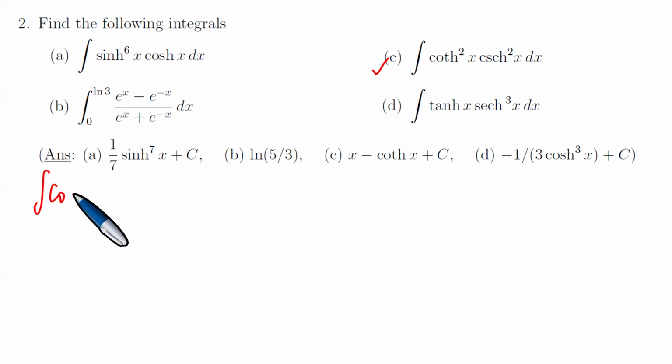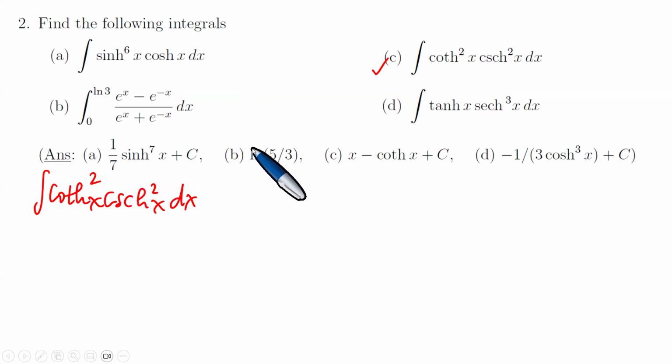Now we're looking at part C: the integral of cosh squared of x, cosecant squared of x dx. Now, this one is always tricky because each time you do this, you must know the rules. You must know the rules of differentiation, because you need to know that if you are differentiating this, what you get.